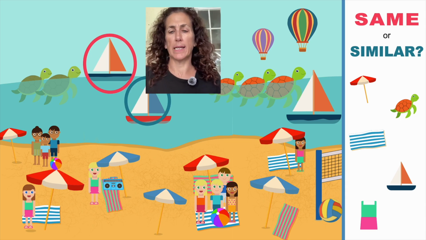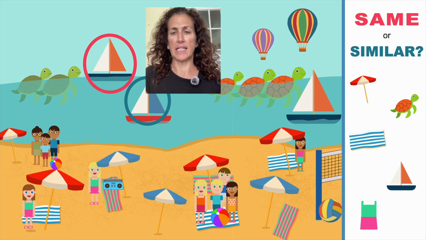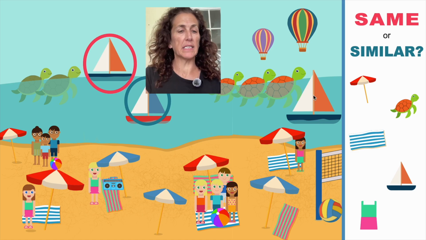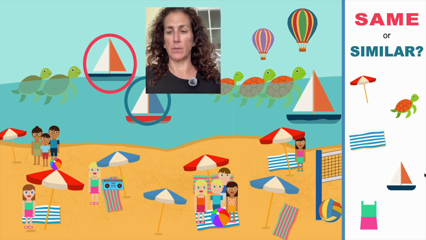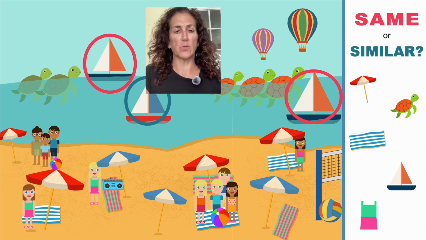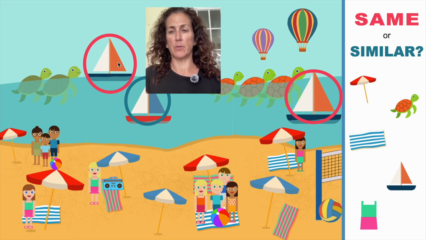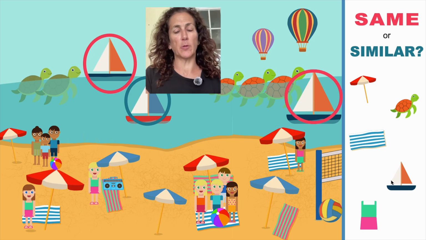One more sailboat in this picture. This sailboat on the right has a white sail and an orange sail and a dark blue hull. So this sailboat is the same as this sailboat, and it is also the same as this sailboat. So this picture has 1, 2 sailboats that are the same as this sailboat, and it has one sailboat that is similar to this sailboat, but not the same.